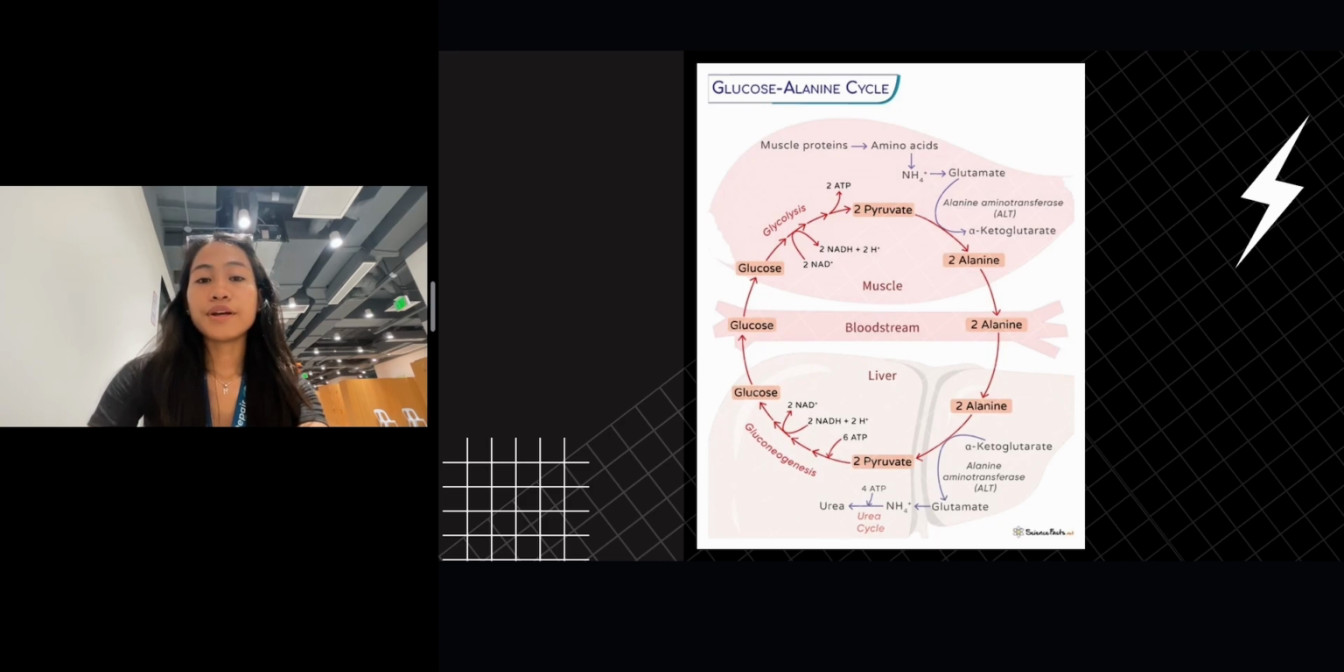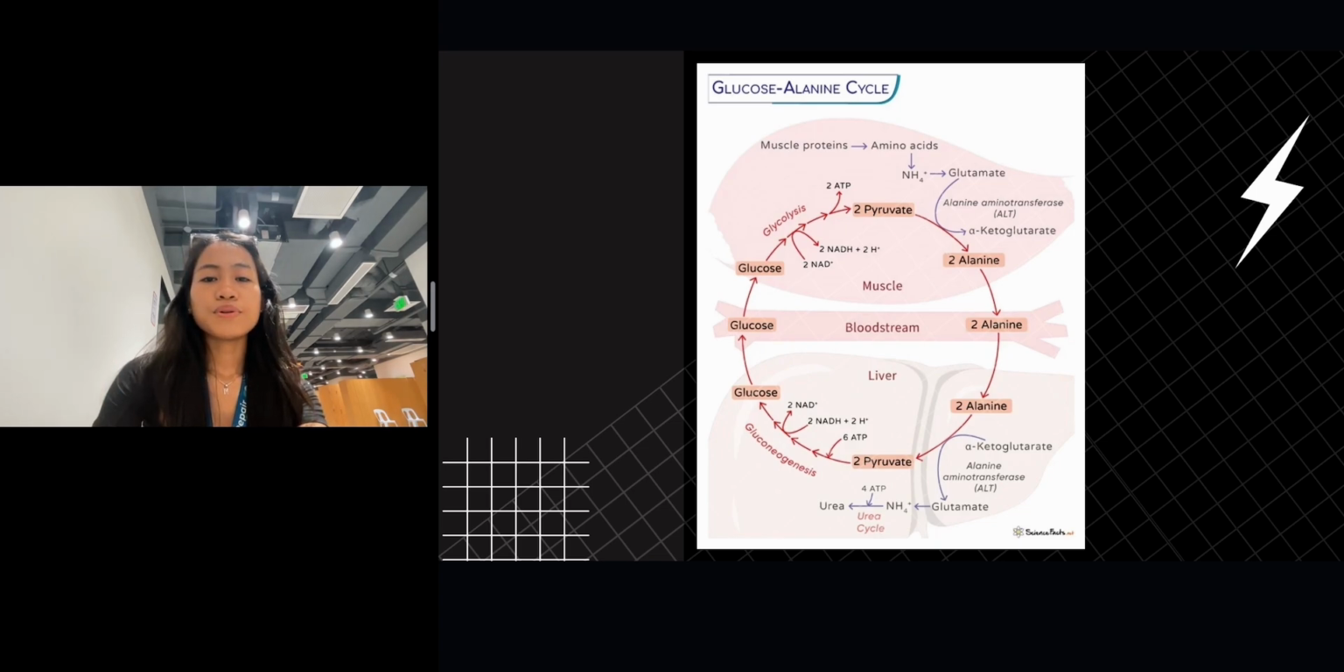So in the liver, the alanine is converted back to pyruvate and glutamate by ALT. The resulting glutamate releases ammonium, which enters the urea cycle for excretion. The pyruvate is used in gluconeogenesis, consuming ATP and NADH to form glucose, and this glucose re-enters the bloodstream and returns to the muscle, where it is used again in glycolysis, completing the cycle.